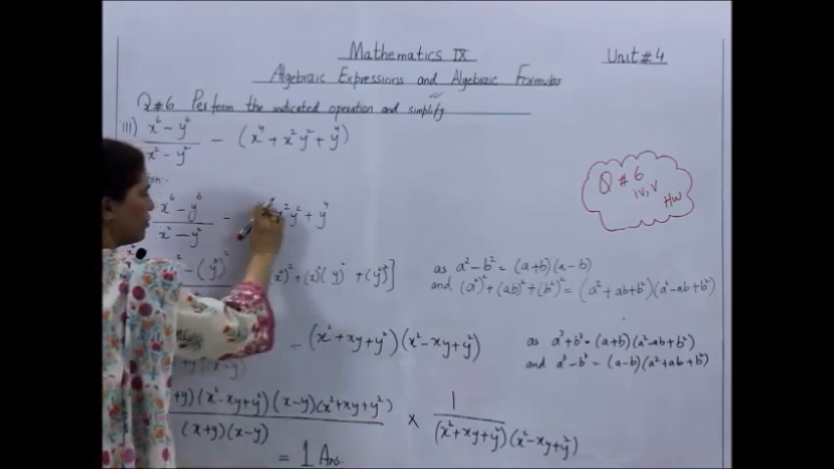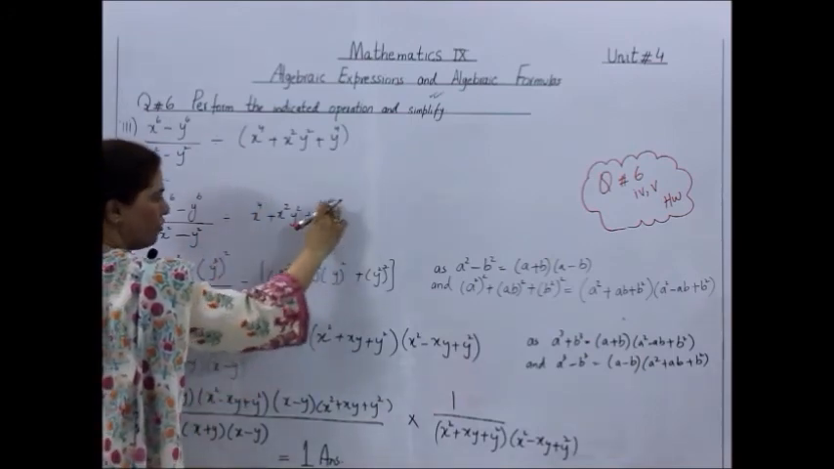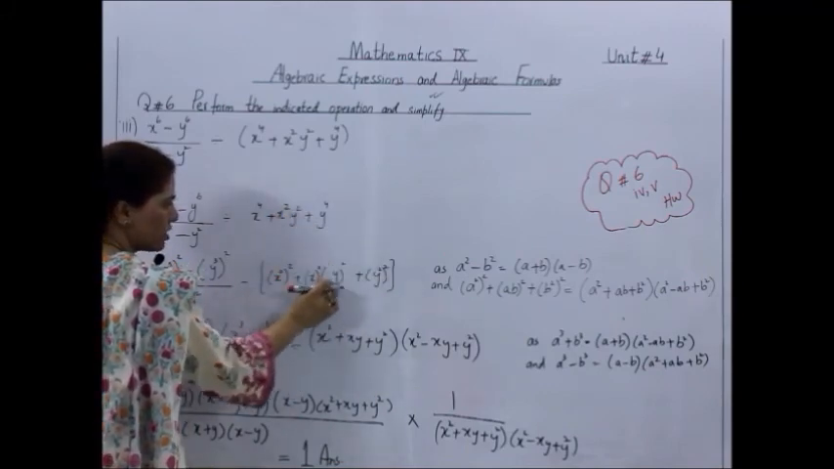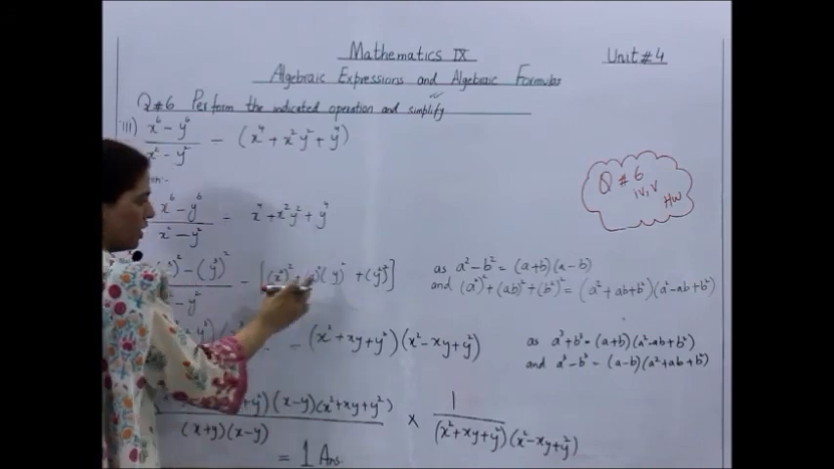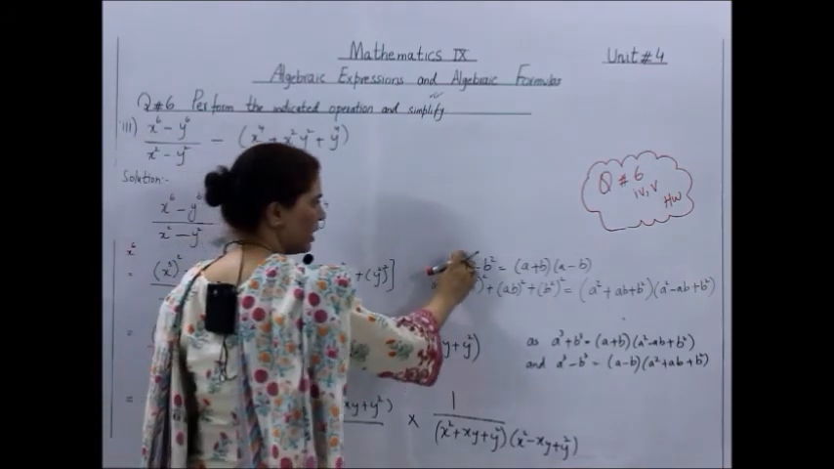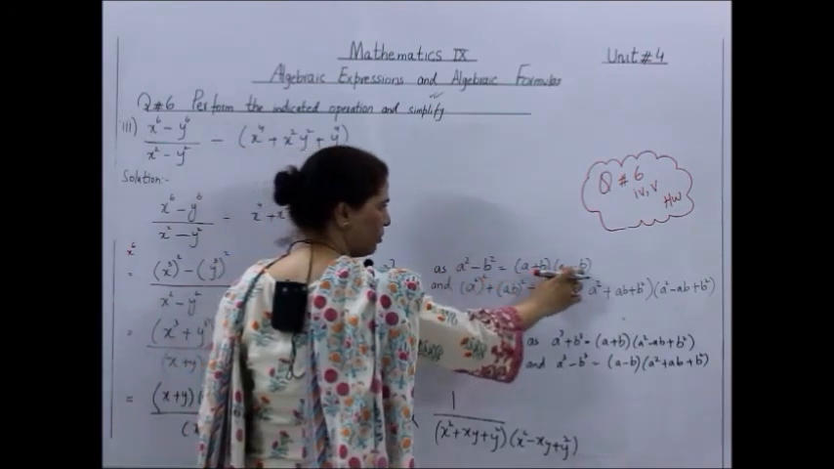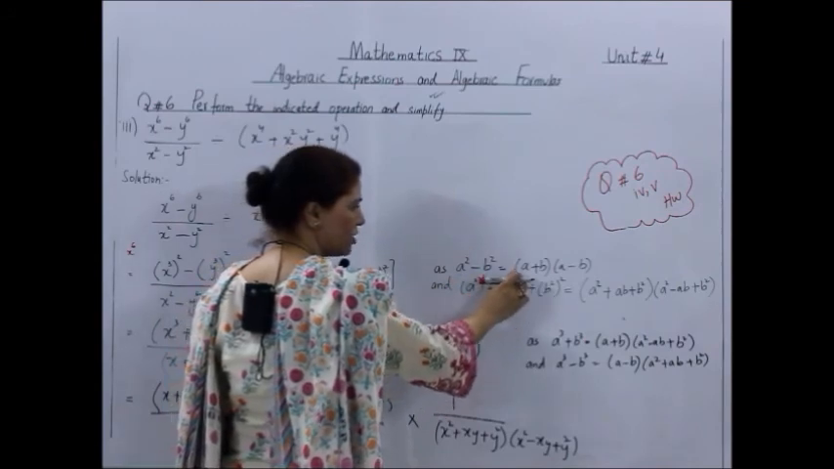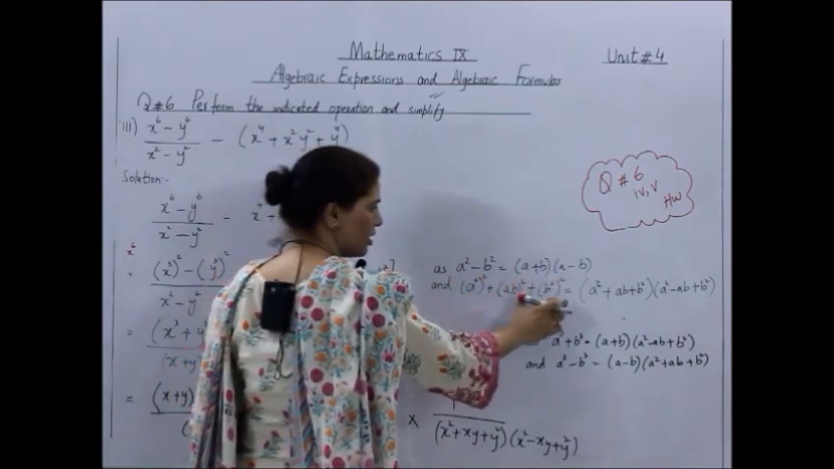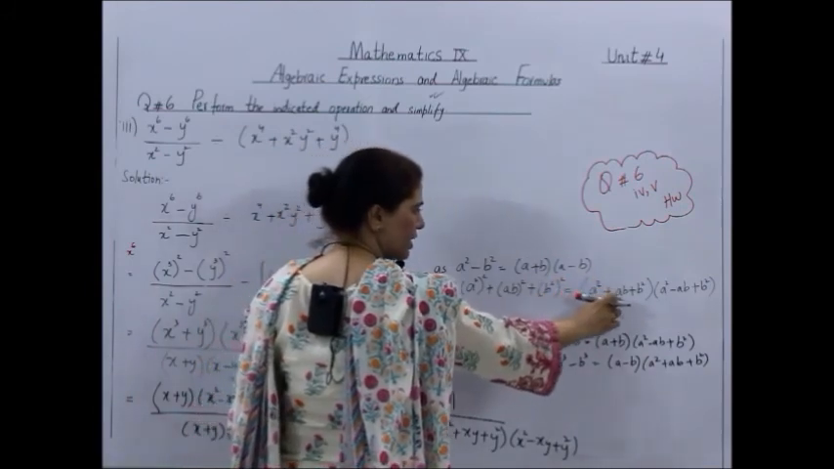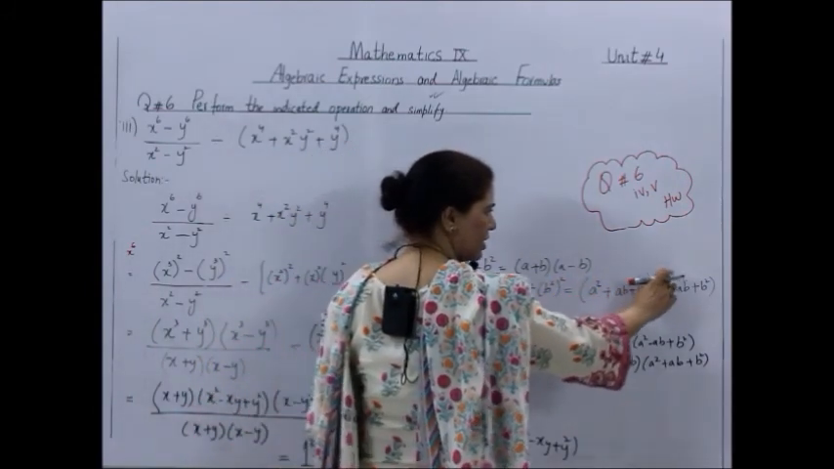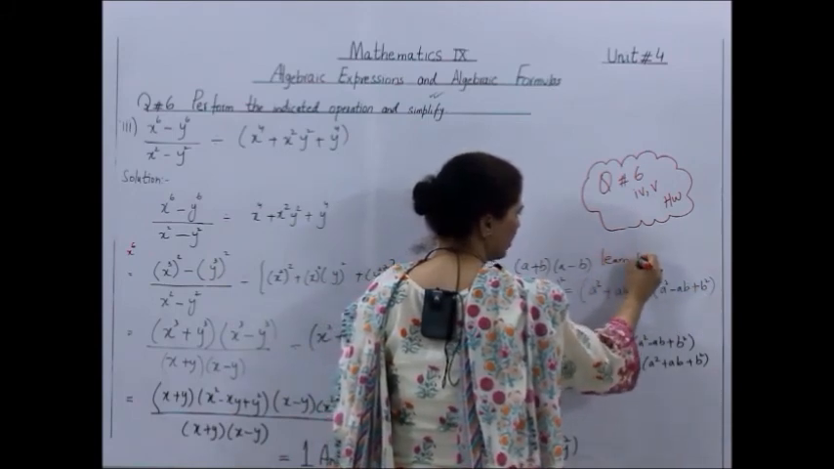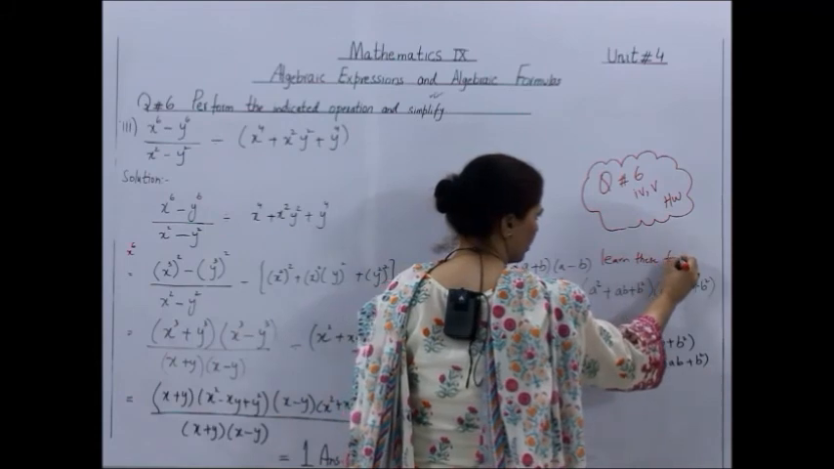Here you can write x4 as x square whole square and y4 as y square whole square, and this x square y square as x whole square y whole square, because we have the formula a square minus b square as a plus b and a minus b. Also a square whole square plus ab whole square plus b square whole square is equal to a square plus ab plus b square and a square minus ab plus b square. You have to learn these formulas.